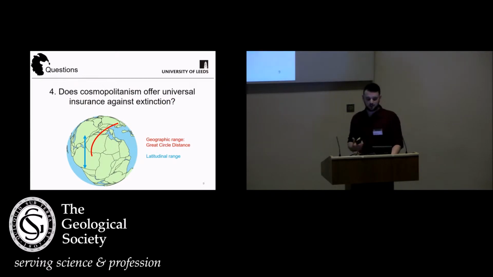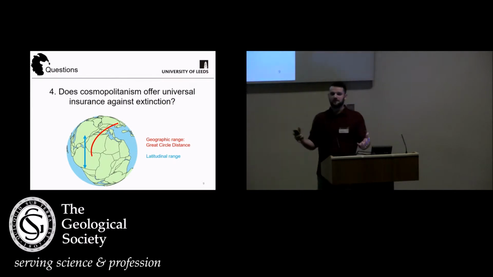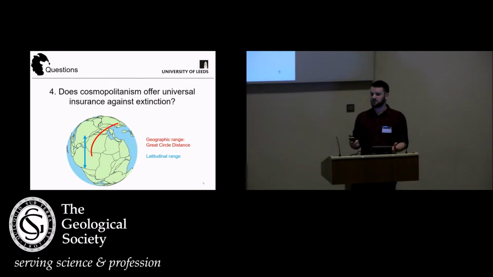And then finally, does cosmopolitanism offer universal insurance against extinction? So it's often widely cited that a wide geographical distribution will protect a particular species from extinction, just because a wider range will result in a greater probability of maybe residing in some sort of area of refugia during an extinction event. And also a wider range is probably synonymous with a wider environmental tolerance. However, maybe during mass extinctions when we've got global environmental problems, there's nowhere to hide. So maybe a wide range will not be as effective as it would be during a sort of normal background period where we may just get isolated regional environmental catastrophes.